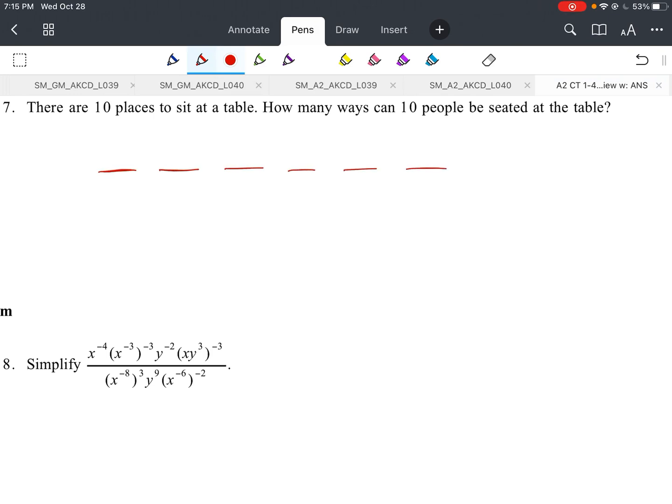So I've got 1, 2, 3, 4, 5, 6, okay. So I got 10 seats at the table. How many options are there for the first one? You get 10 people to choose from. Now you've seated one, so now there's only 9 people and 8. Okay, and all these are independent, so just dot, dot, dot.